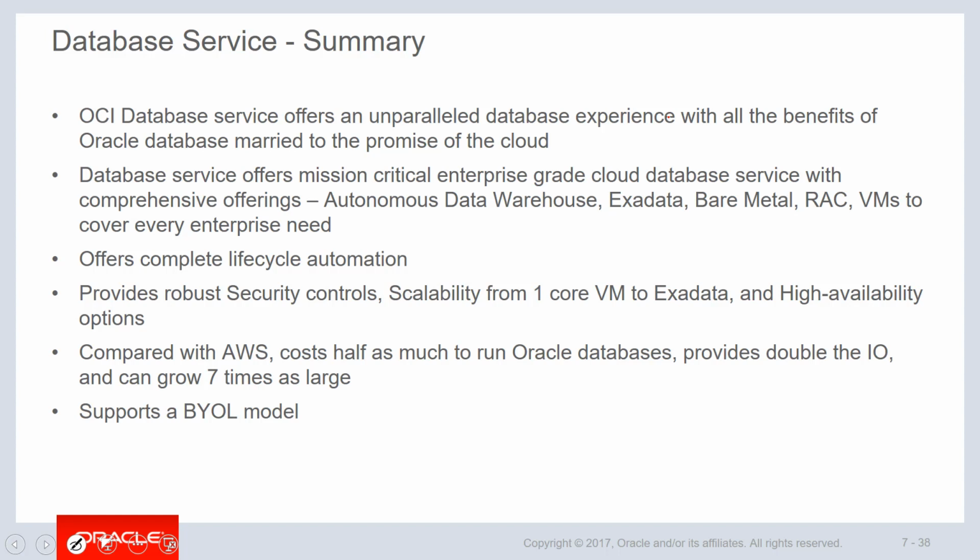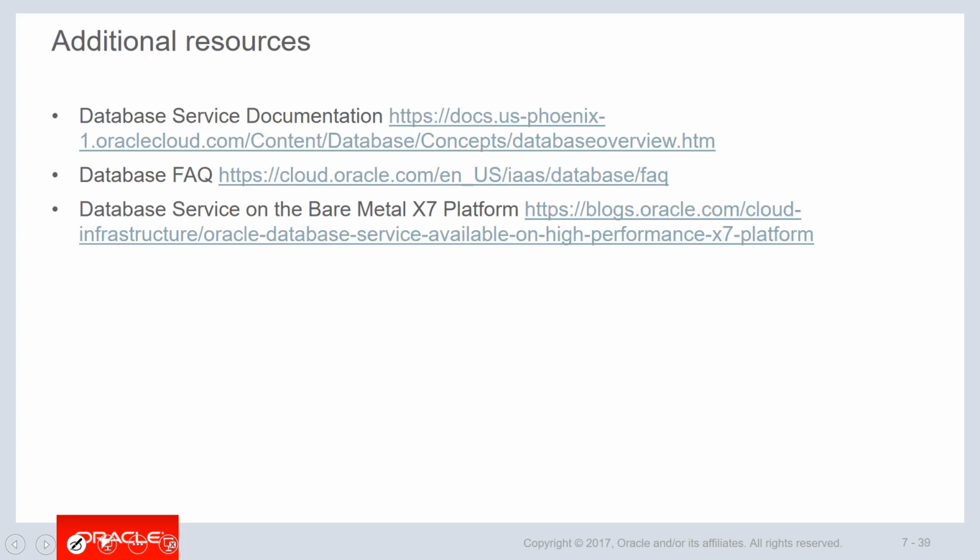The service provides robust security controls and is scalable from one core VM to Exadata shapes with as high as more than 300 cores, and a variety of HA or high availability options. Compared to AWS, the cost is half as much and typically provides more than double the I/O performance versus other cloud providers. And of course, we support a bring your own licensing model for customers who have already invested in perpetual database licenses.